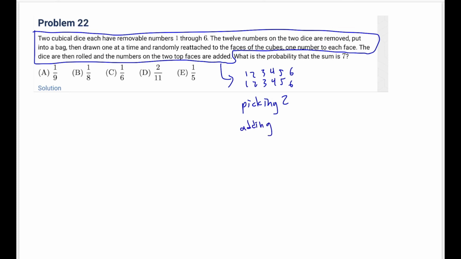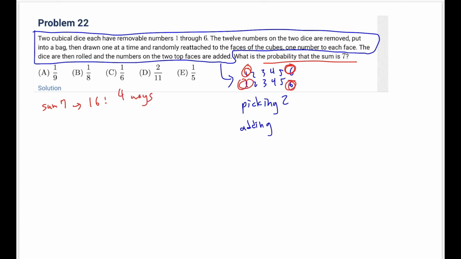The dice are then rolled and the numbers on the 2 top faces are added, right? What is the probability that the sum is 7? So the sum is 7, that's what we want to know. For the sum to be 7, we need a 1 and a 6. 1, 6 could be these 2, or these 2, or these 2, or these 2, right? So there are 4 ways.